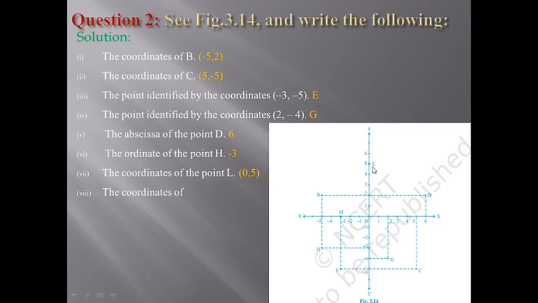Then the coordinates of the point M. What are the coordinates of point M? M is given on the x-axis at -3, and -3 is the abscissa. Then what will be the ordinate? The ordinate will be 0 as it is on the x-axis. Then the coordinates of point M are -3, 0.